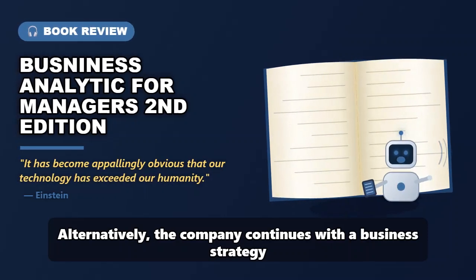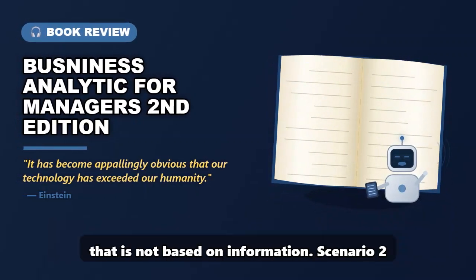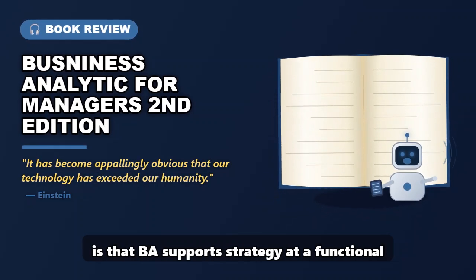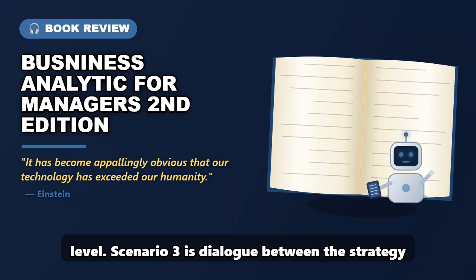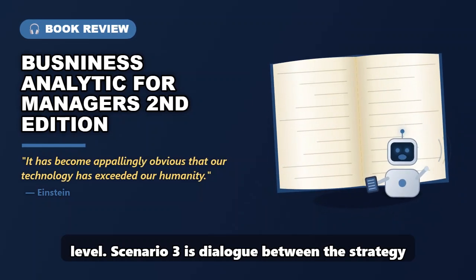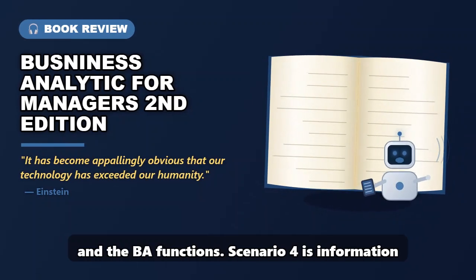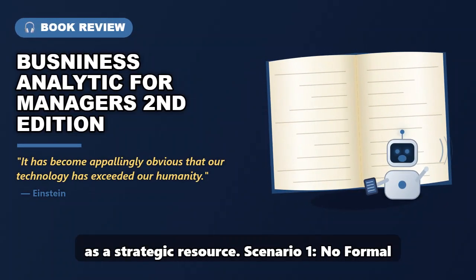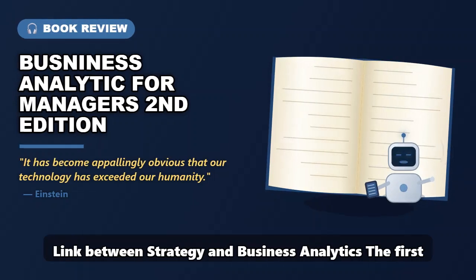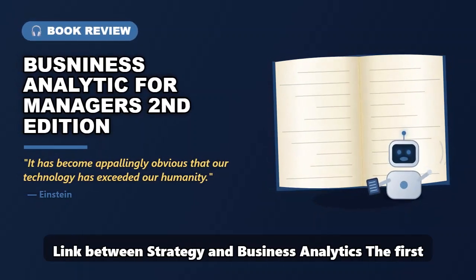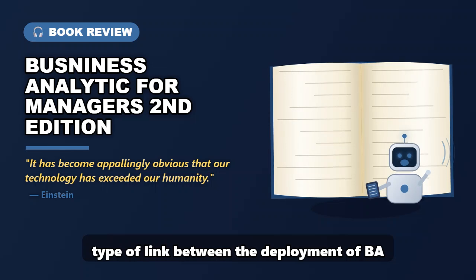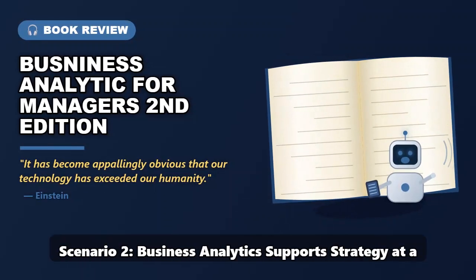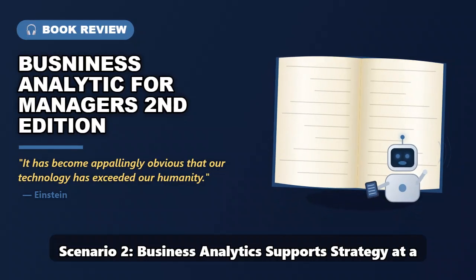Alternatively, the company continues with a business strategy that is not based on information. Scenario 2 is that BA supports strategy at a functional level. Scenario 3 is dialogue between the strategy and the BA functions. Scenario 4 is information as a strategic resource. Scenario 1, no formal link between strategy and business analytics. The first type of link between the deployment of BA and strategy is the absence of any link.